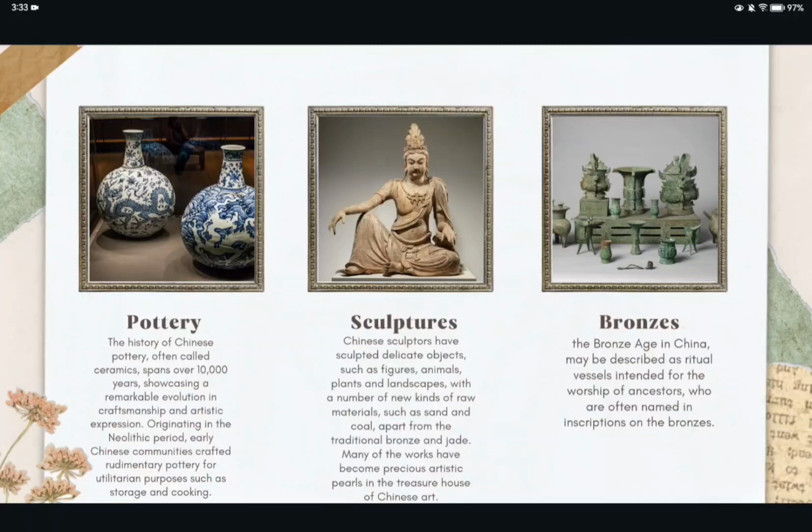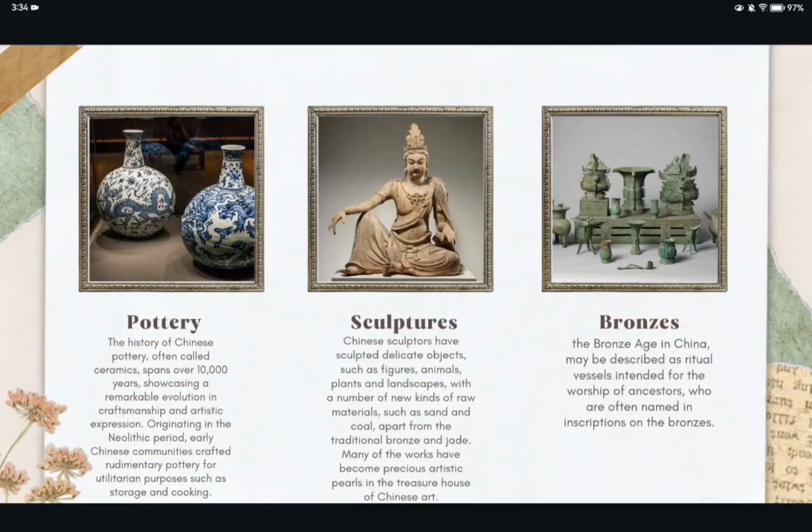Sculptures. Chinese sculptors have sculpted delicate objects such as figures, animals, plants, and landscapes, with a number of new kinds of raw materials such as sand and coal, apart from the traditional bronze and jade. Many of the works have become precious artistic pearls in the treasure house of Chinese art.